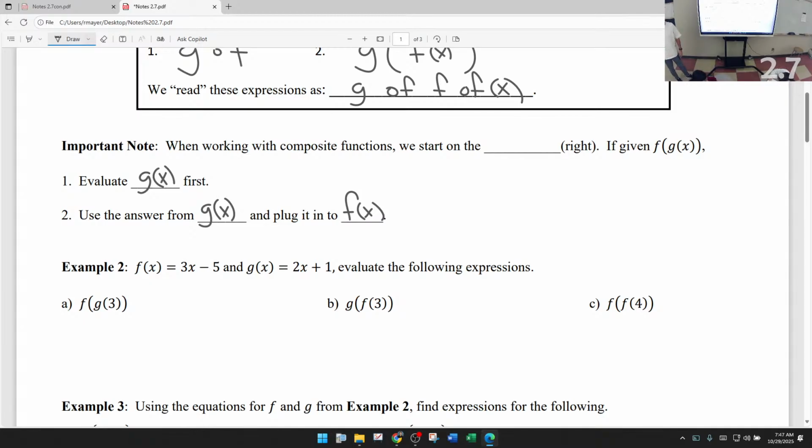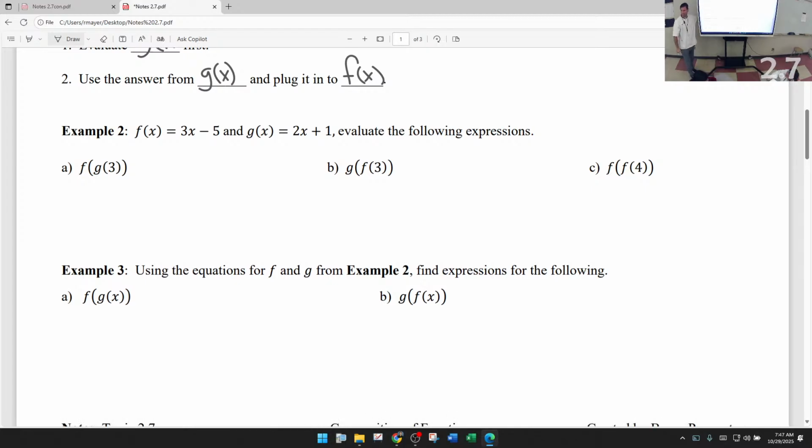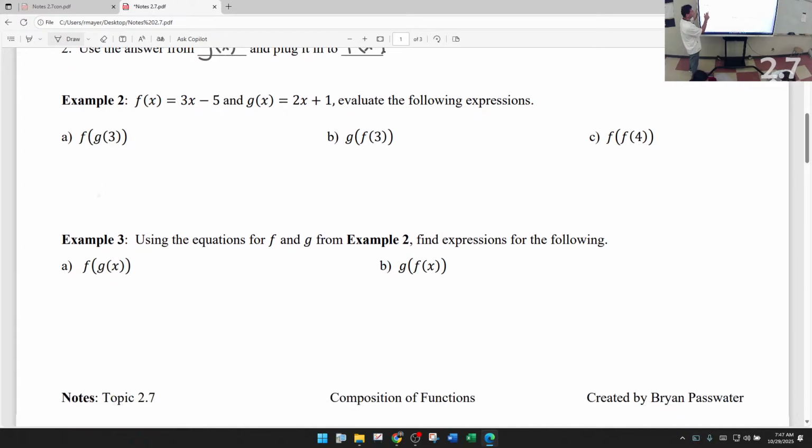Okay. Everybody okay with notes? I'm sure you've done composite functions before. I think we messed up and put a composite function on the quiz. I think that was the first question. Nod, yes. Okay.